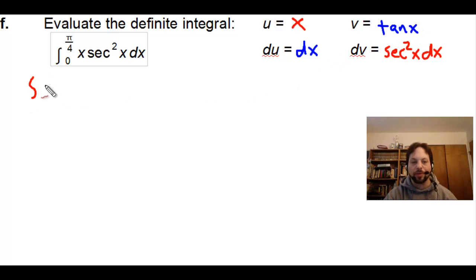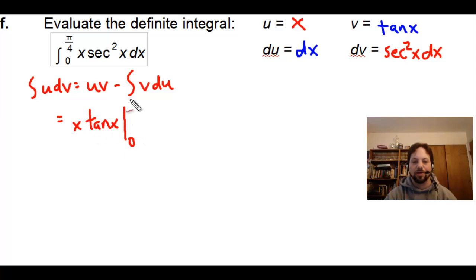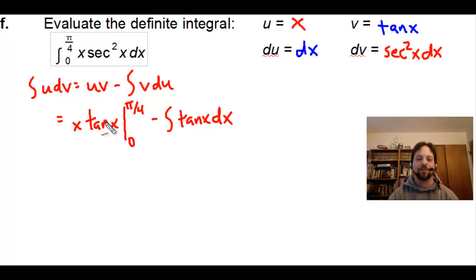Now, remember that the integral of u dv is going to be uv minus the integral of v du. That's not too bad here. uv is simply going to be this x and this tangent x. I'll stick those together and get x tangent x, which is going to be evaluated from 0 to pi over 4. This next part is going to be minus the integral of v du, and that's not too bad either. That's just going to be tangent x dx, which, again, if you've memorized your trig stuff, that's not too difficult.